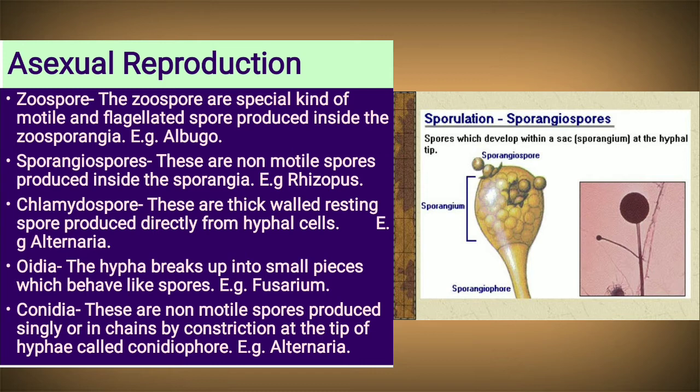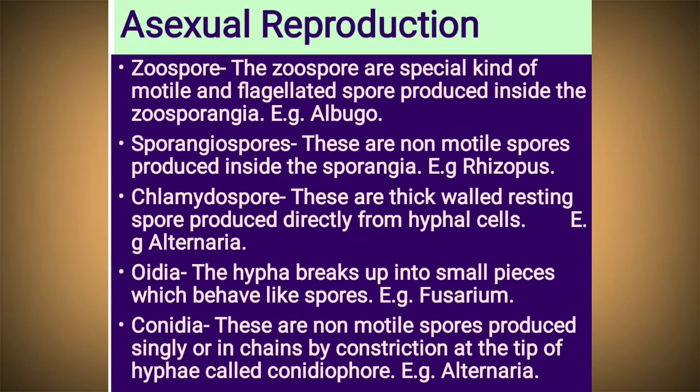Non-motile, that means they do not have flagella, and they are also produced inside the sac-like structure, that is sporangia. And the sporangiospores are found to be formed in Rhizopus as well. Next comes chlamydospore. Chlamydospores are thick-walled resting spores produced directly from hyphal cells.